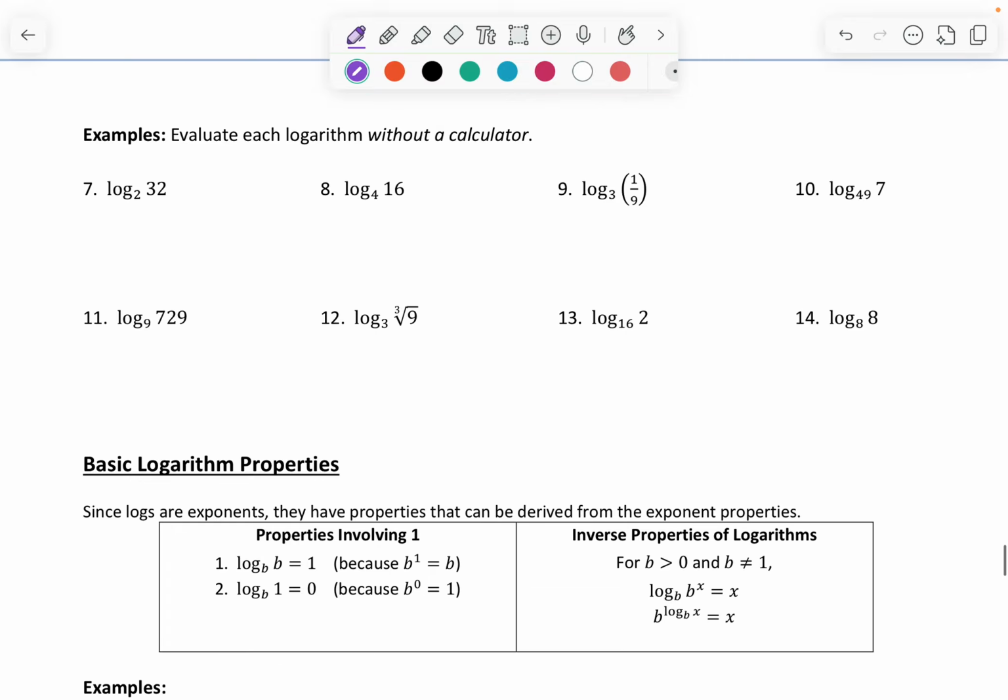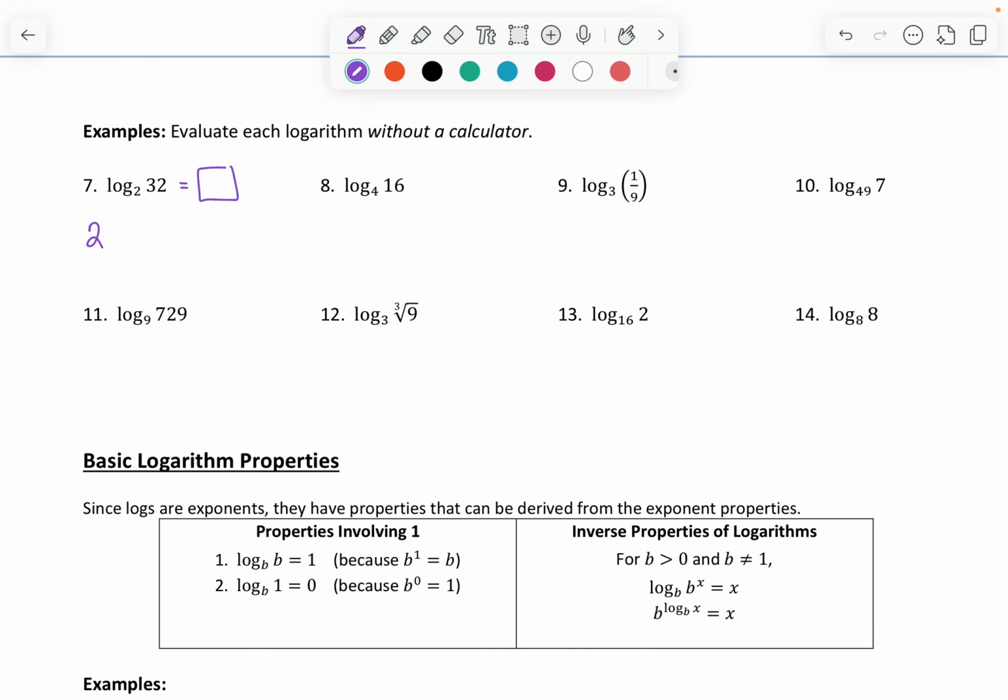So if we look at number 7, it says evaluate each logarithm without a calculator, but you may use your perfects charts. So when I have the log base 2 of 32, and that equals some unknown number, the question that this is asking us, and what we're going to think in our head, is this means that 2 to some unknown power equals 32. That's what we are trying to figure out.